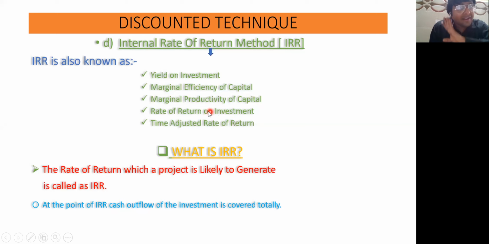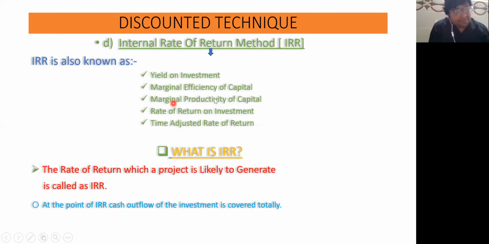Whatever name the examiner can ask, whatever name they can give it. Now, actually, what is IRR, internal rate of return? It is the rate of return which a project is likely to generate.